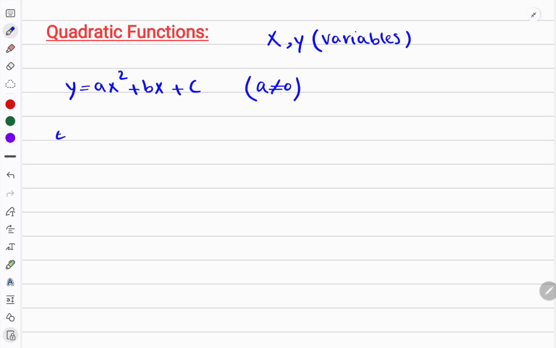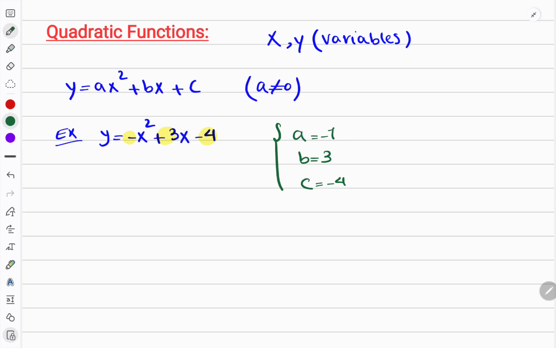Okay. For example, we have y equals negative x squared plus 3x minus 4, and I'm going to find a, b, and c in this equation. A is the coefficient of x squared, b is the coefficient of x, and c is this constant. So a is negative 1, b is positive 3, and c is negative 4 in this quadratic function.